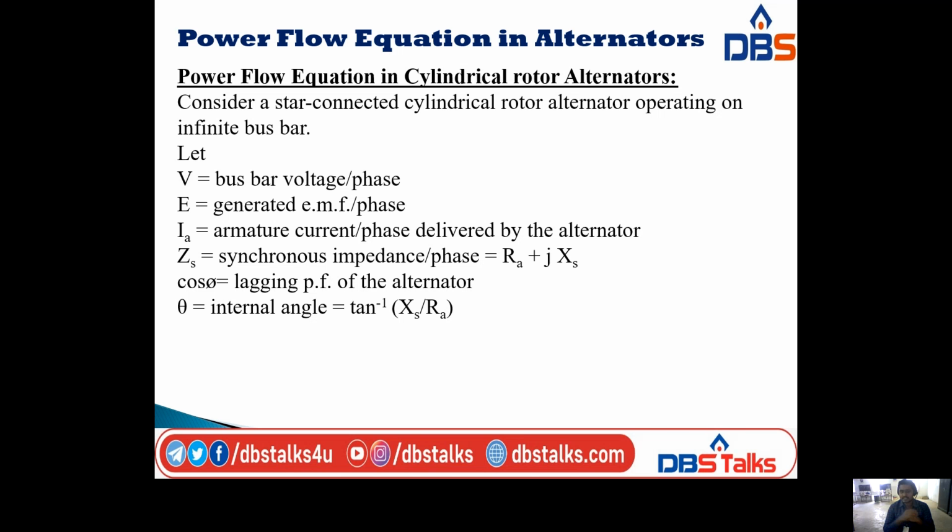It consists of parameters like V, the bus bar voltage per phase, E, the induced EMF per phase, and IA, the armature current of the alternator. Next, ZS is the synchronous impedance per phase, which is equal to RA plus jXs, the known formula for all of us. Cos phi is the lagging power factor of the alternator, and theta is the internal angle, equal to tan inverse of Xs by RA. These are the various parameters we are going to use in the power flow equation for alternators.